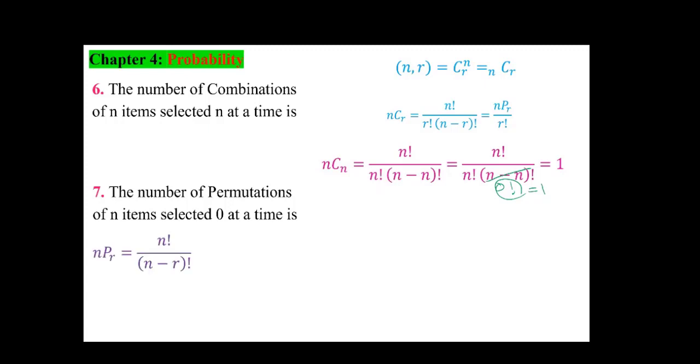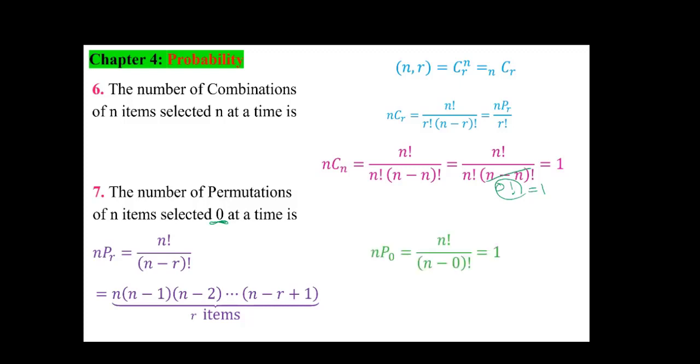nPr is n factorial over (n minus r) factorial. So for this question, where the number of permutations of n items selected 0 at a time is asked, that means the r value is 0: n factorial over (n minus r) factorial. Of course, what it means is n times (n minus 1) times (n minus 2) all the way to (n minus r plus 1). If you do that, you get n factorial over n factorial, which results in 1 again.